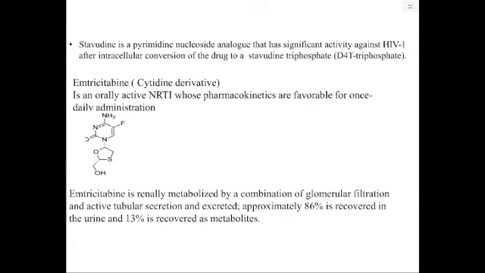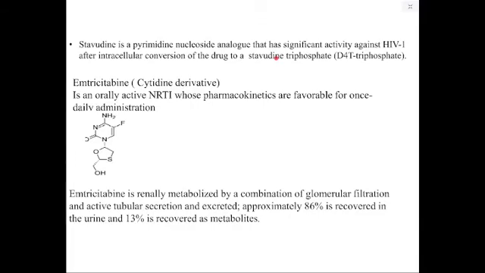You also have stavudine. But I believe at the moment, of course, you have done these drugs in clinical pharmacy, you have done them in pharmacology. So you definitely know the drugs, the formulations or the regimens that we are currently using. I don't think we're using a lot of stavudine. I don't think the formulations in Kenya now have stavudine, but we can still note that it's a pyrimidine nucleoside analog that has significant activity against HIV-1 after intracellular conversion of the drug to stavudine triphosphate. The same mechanism of action throughout.